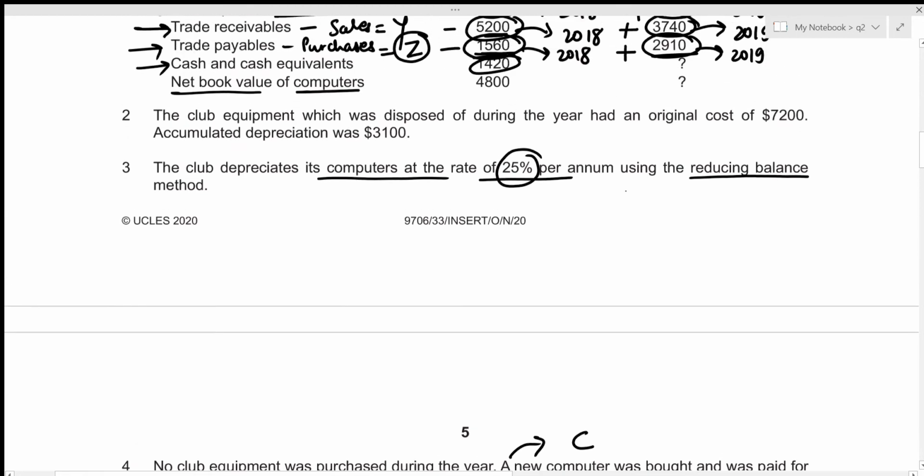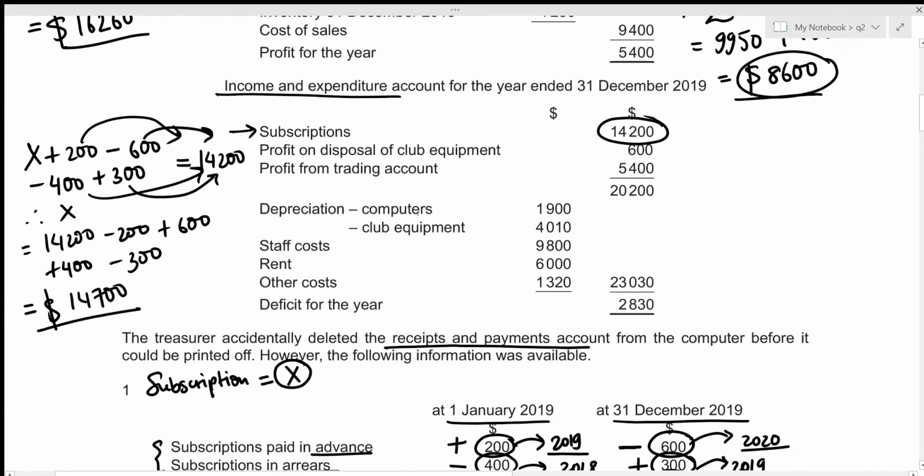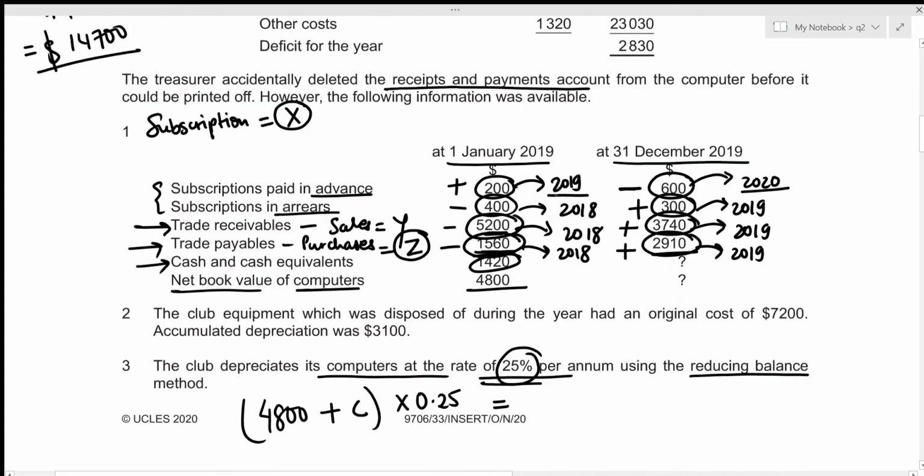All right, now we need to figure out the value of C to include in our receipts and payment section. And what we know is that the club depreciates its computers at the rate of 25% per annum using reducing balance method. So we already have the net book value of 4800. And if we're talking about a new computer, then its cost is going to be the net book value, right? So we can just add C and then multiply it with 25% in order to get our depreciation for this year on computer, which we definitely include in our income and expenditure account, right? And we're given the depreciation on computers to be 1900, so this must equal 1900.